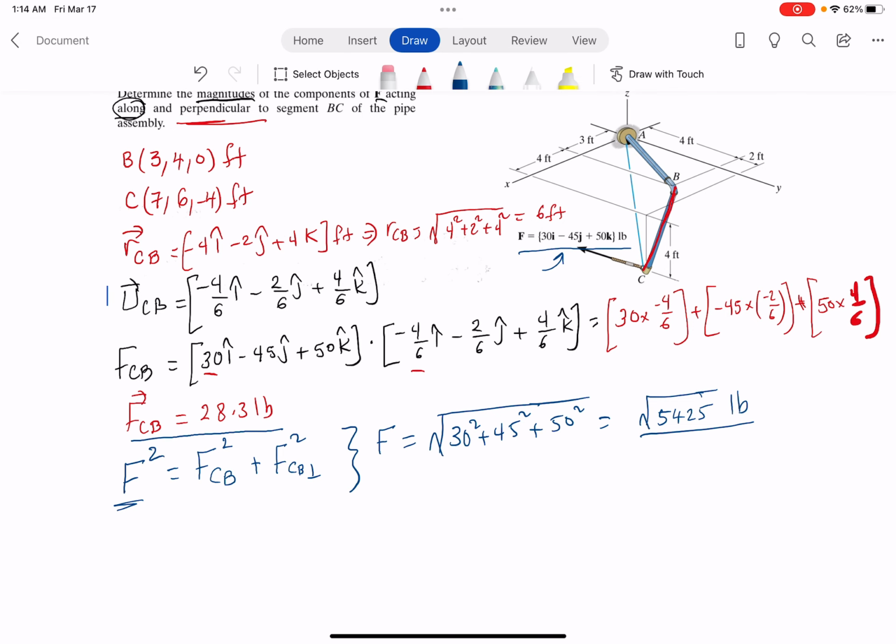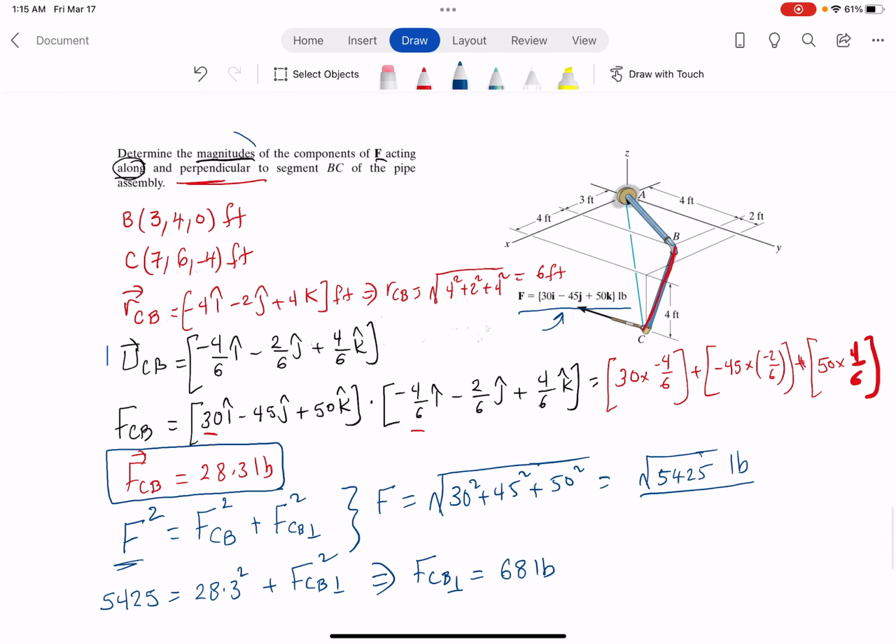We have the force along the segment. So F squared is 5425, which equals F_CB squared, 28.3 squared, plus the force perpendicular to the segment CB squared. So F_CB perpendicular is 68 pounds. So now imagine here he wants the magnitudes.